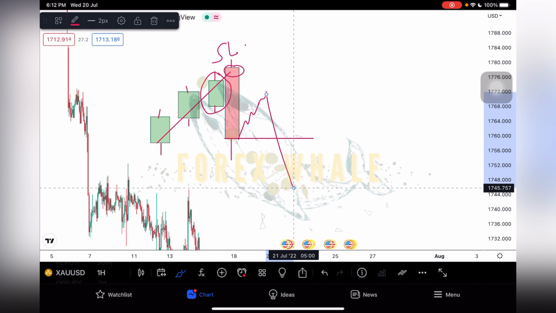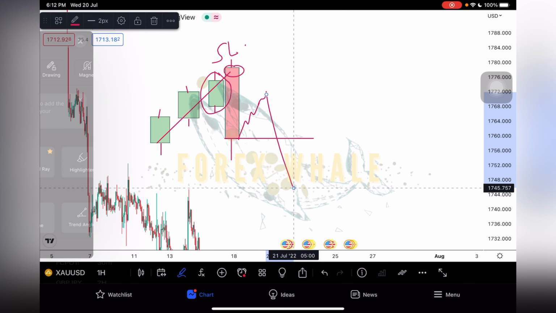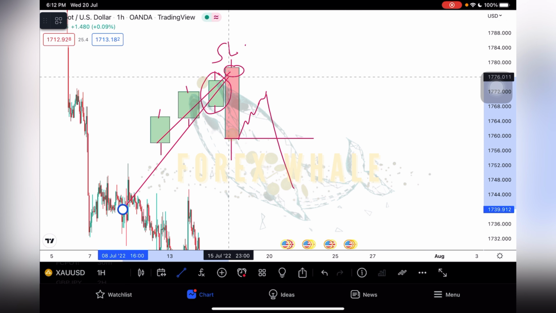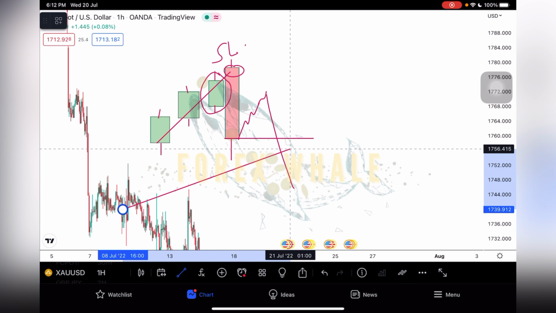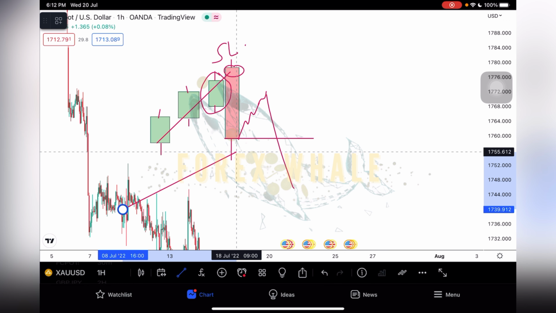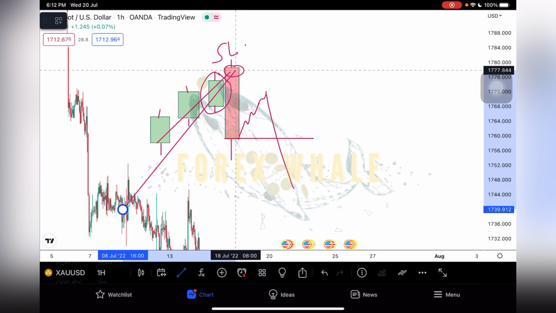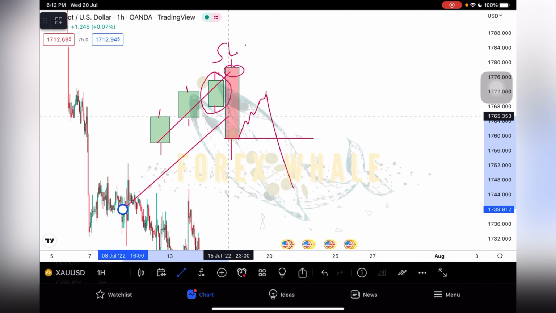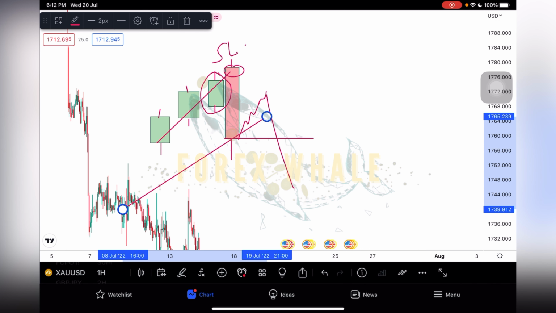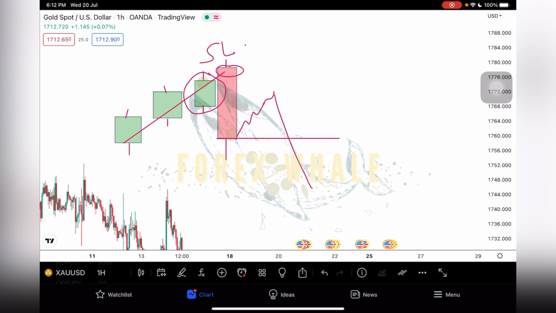Your stop loss is still above here, and your take profit can be maybe 2 to 3 times your stop loss. For example, if your stop loss is 20 pips, then your take profit could be around 40 pips, 50 or 60 pips. Very simple. If you don't understand, you can just rewatch this video slowly and try to understand.